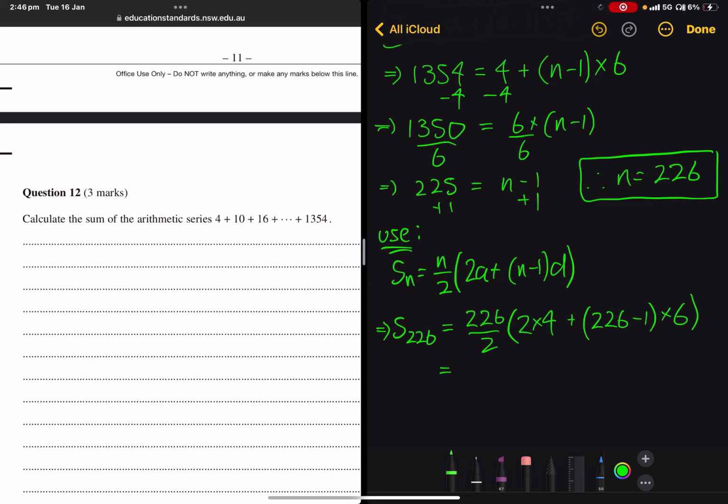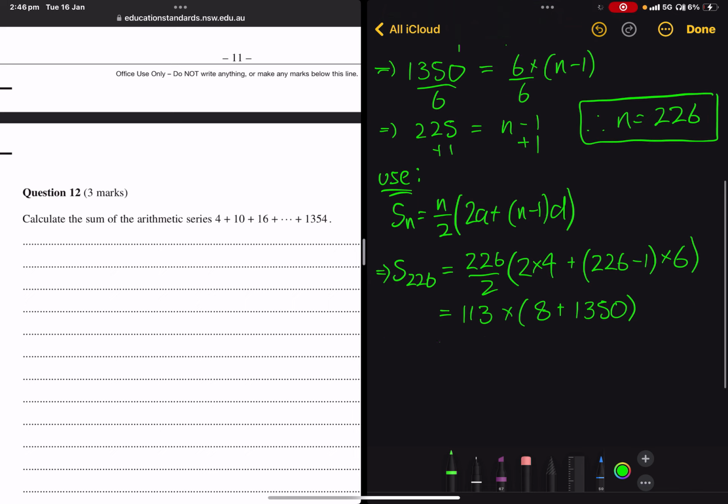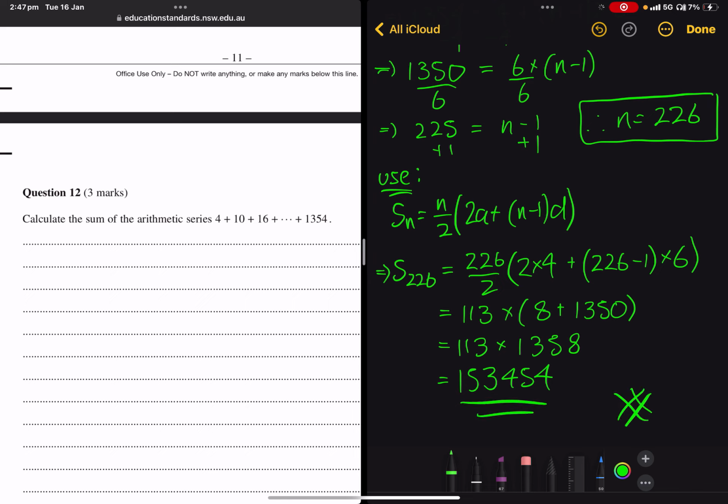Now you could just put this in the calculator. You could say 113 times 8 plus 225 times 6, which is 1350. So this gives us 113 times 1358. This gives us 153,454. And this is the answer. This is what you're after here.